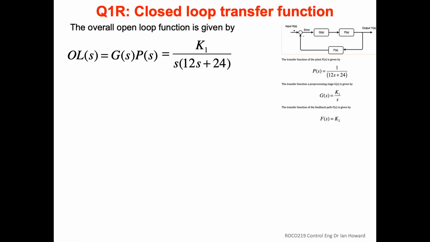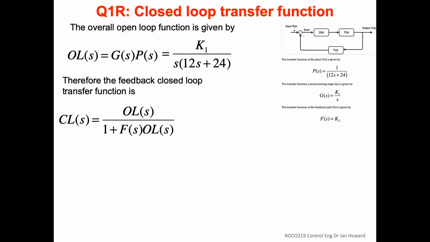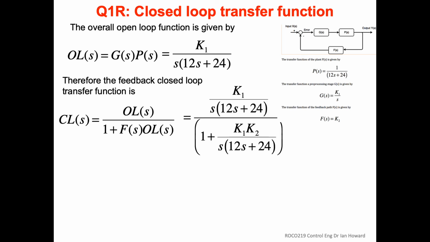Then we substitute in the values that we've been given for P(s) and for G(s). So G(s) is K1 divided by s, multiplied by 1 divided by 12s plus 24, and that gives us the open loop transfer function. To calculate the closed loop response, we use the formula that the closed loop response is given by the open loop forward path divided by 1 plus the feedback path transfer function multiplied by the forward path transfer function. And all we have to do is substitute in the values that we've got.